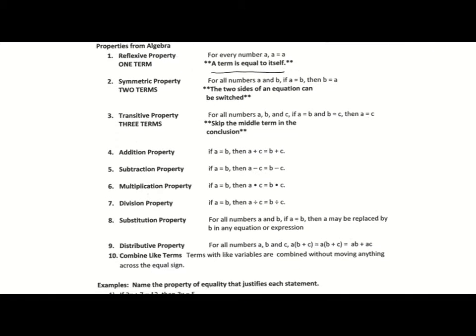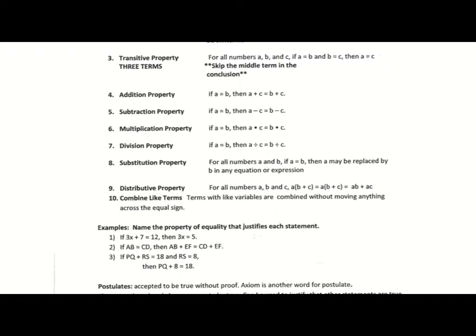Our addition property, we have an example, if A equals B, if we add C to both those sides, then they are still going to equal each other. So if A equals B, then A plus C and B plus C will still equal each other because we added the same thing to both sides. Subtraction property is similar. So if we start with A equals B and we subtract C from both sides, they are still going to equal each other.